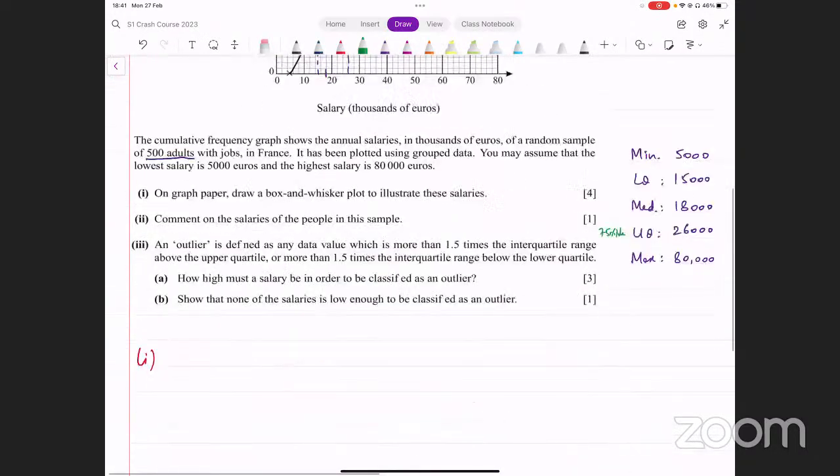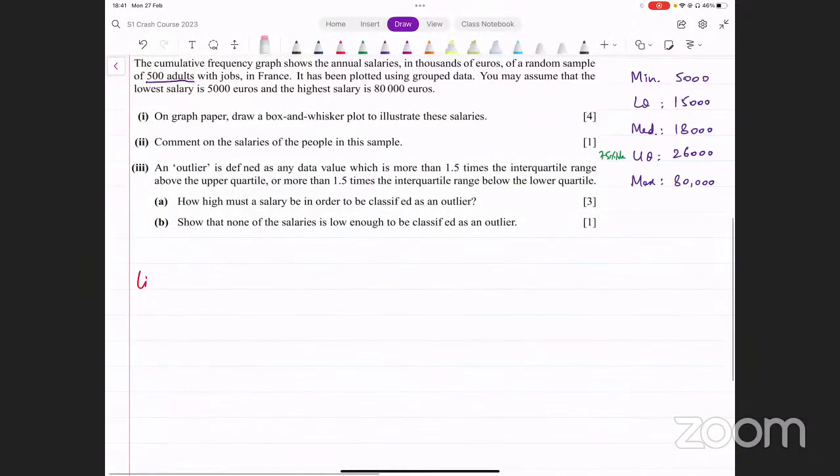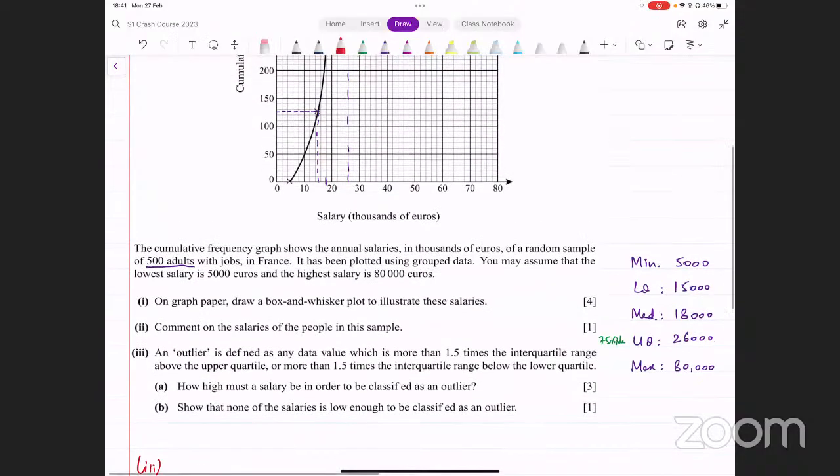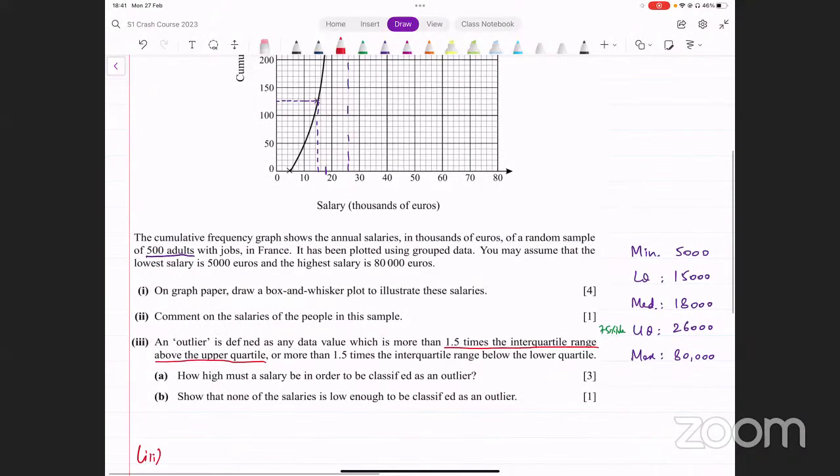Let's look at the third part of this. That's what I want to focus on. It says an outlier is defined as any data value which is more than 1.5 times the interquartile range above the upper quartile, or more than 1.5 times the interquartile range below the lower quartile. How high must a salary be in order to be classified as an outlier?